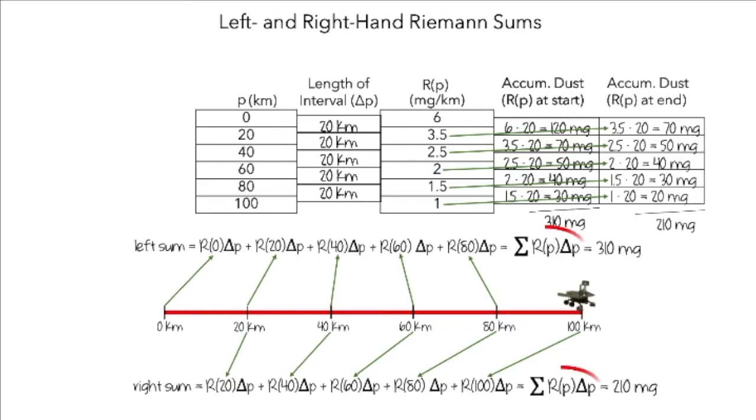Now, this seems a little odd. If you look at these two terms, they use exactly the same notation. However, in the first case, you get 310 milligrams and you get 210 milligrams in the second case. If you just saw this notation, how would you know which number was correct? Clearly, our current notation for Riemann sums is not sufficient to distinguish between right and left-hand sums. So we need more notation to help us figure out what's going on.